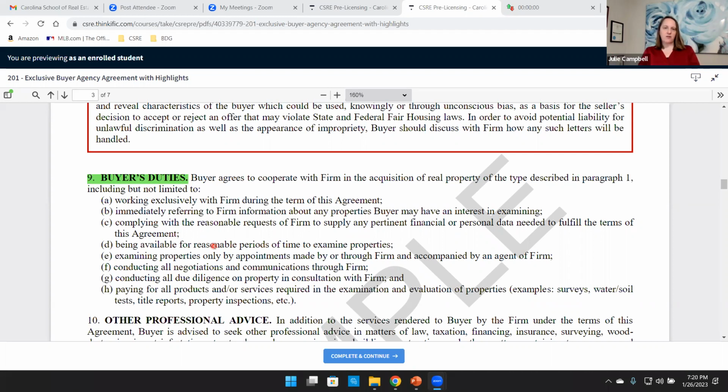Examine properties only by appointment. We need to make sure that when a buyer is visiting a home, they're doing it with us, and we are scheduling these appointments with the sellers. Again, we're the one communicating, we're the one scheduling the appointments, we're the one doing all that work.